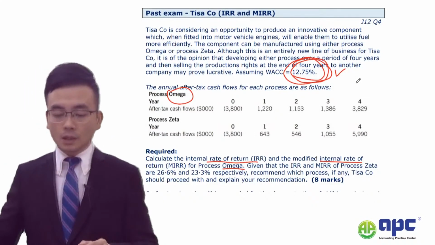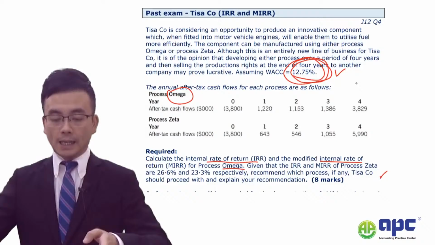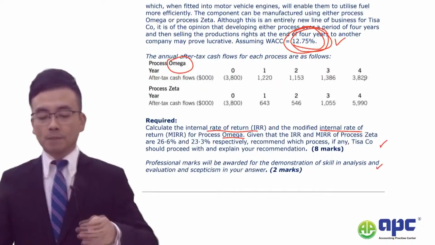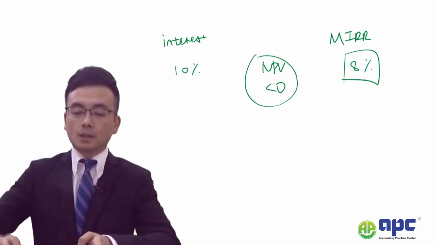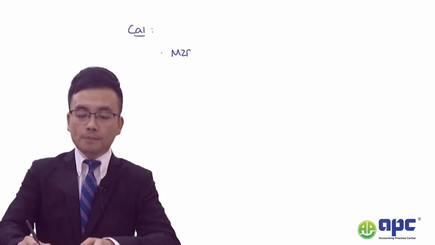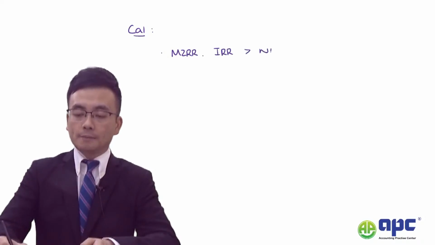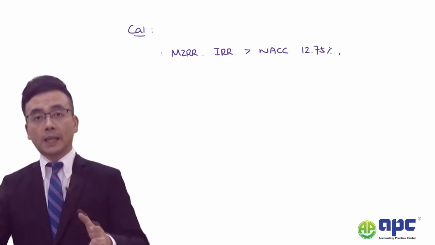Okay. Now, on whether or not we should proceed with the project, we are given 2 professional marks related to the analysis, evaluation, and skepticism there. So firstly, per our calculation, both MIRR and IRR are greater than WACC. In this case, it's 12.75%. Comma. It explains the implication of that.